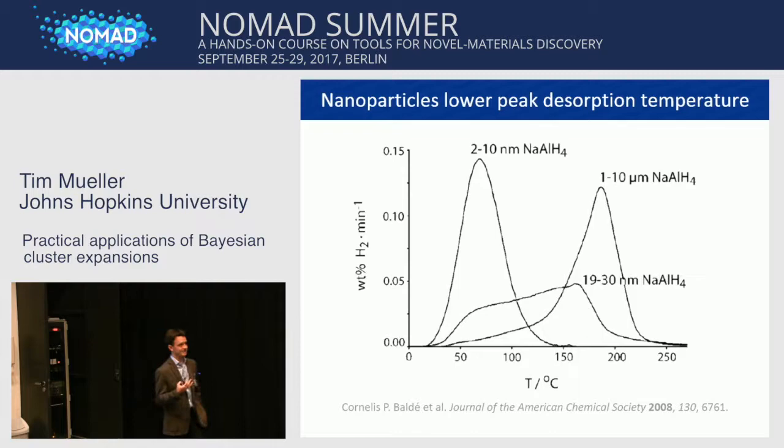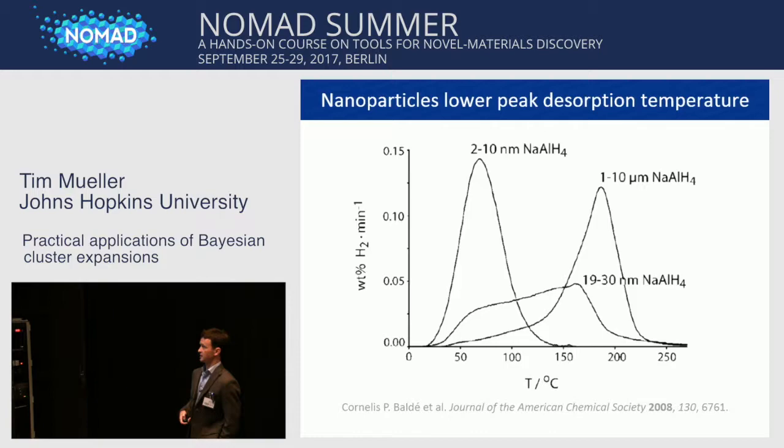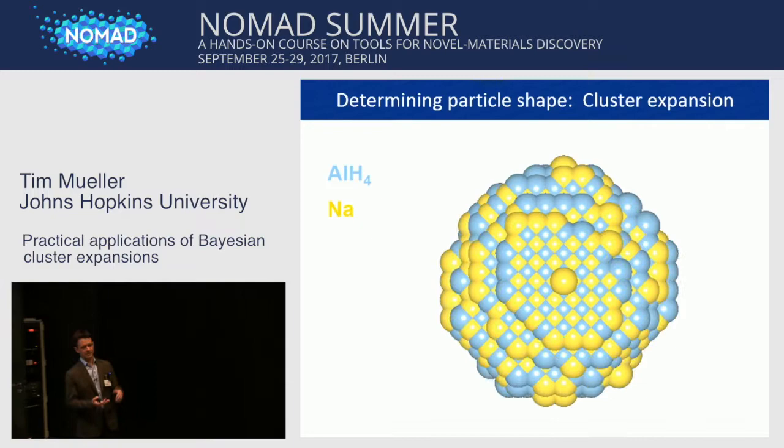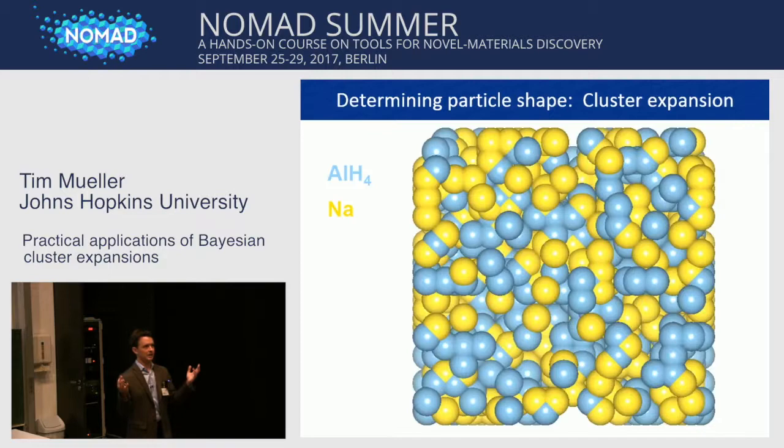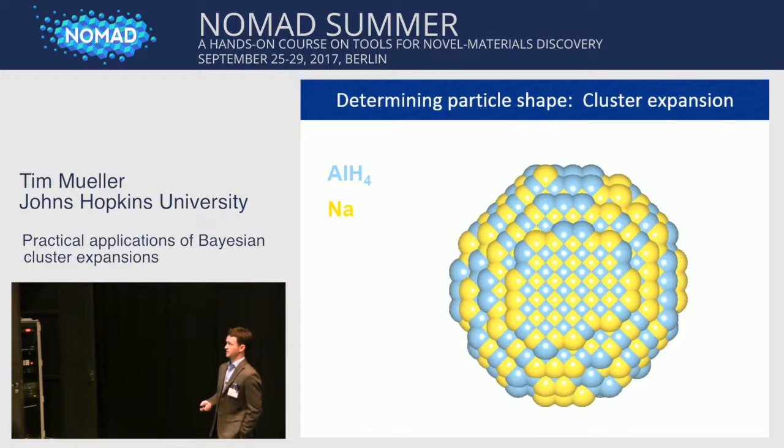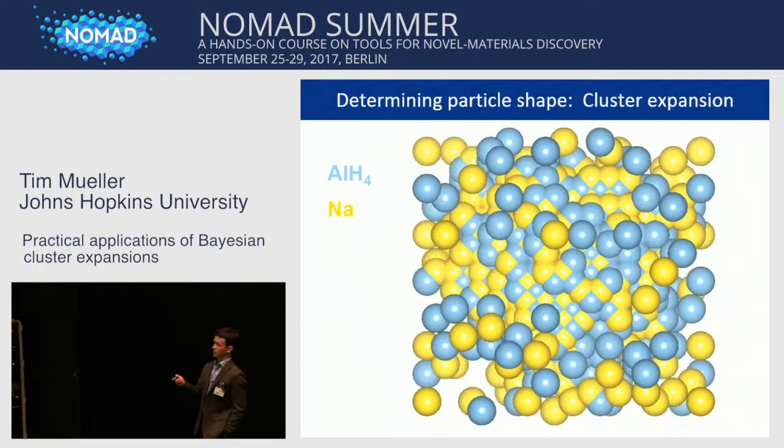So what we did was build a cluster expansion of sodium alanate, the same way I showed you. And now I'm showing you simulated annealing. I'm basically cooling the system down. I go up to a ridiculously high temperature, which virtually vaporizes the particle, and then I cool it down, and you see the particle eventually condense into its equilibrium shape. So it gets something like that. Here the blue is AlH4 and the orange is sodium.